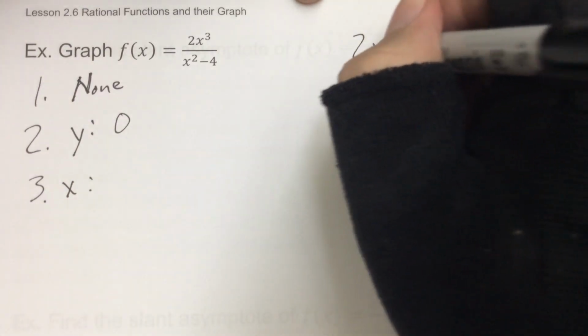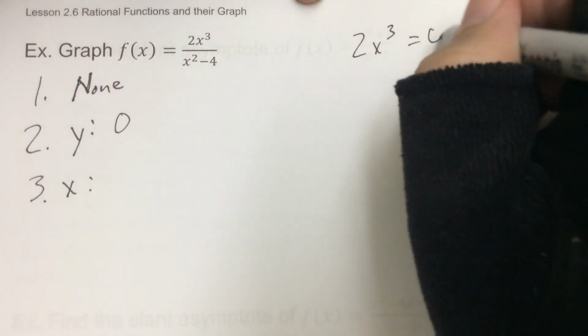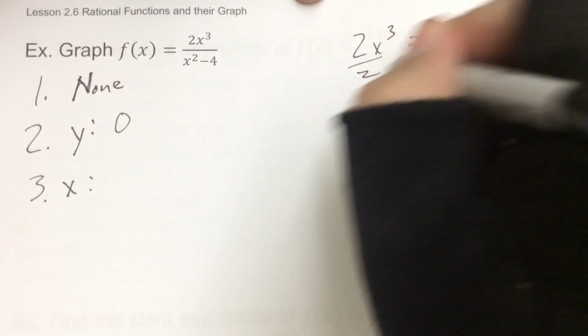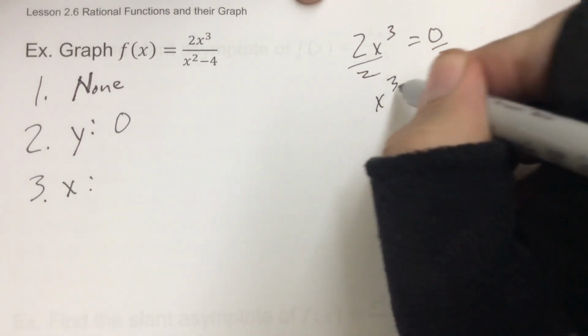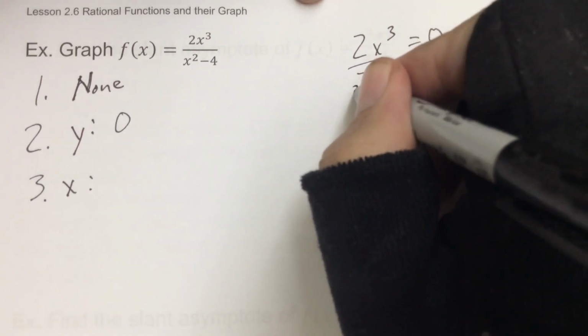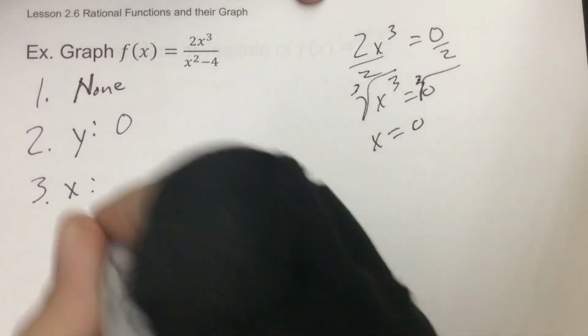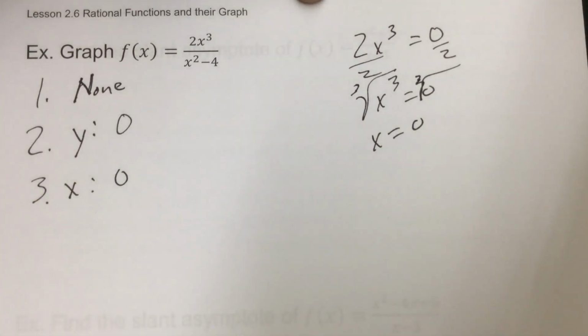So 2x to the third. We're going to set that equal to 0. We set our top equal to 0 and solve to get our x-intercept. So we would divide by 2, x to the third equals 0. So cubic root, x would end up being 0. So we still only have 1. But that happens 3 times. It's going to have a multiplicity of 3.